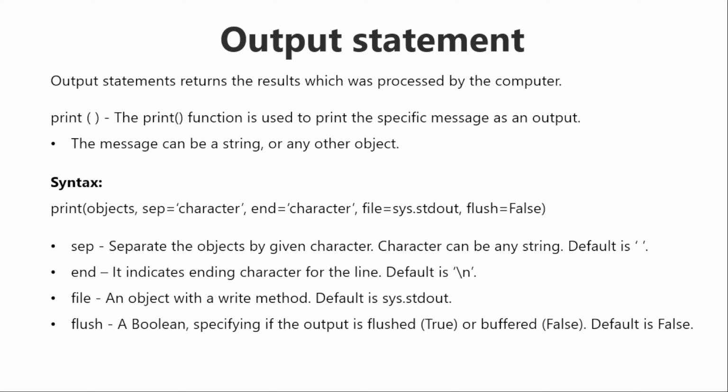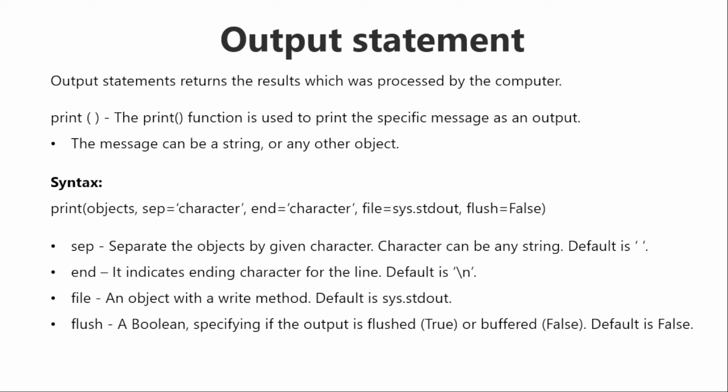The syntax for it is print(objects, sep=character, end=character, file=sys.stdout, flush=False). The last two are default values. We don't have to give any inputs there, but we can make use of sep and end. The separator, sep, separates the objects by a given character. The character can be any string, and the default is a space. And end is one of the arguments in print. It indicates the ending character of the line. For example, the default is \n.